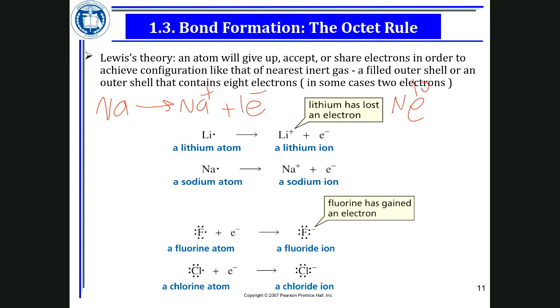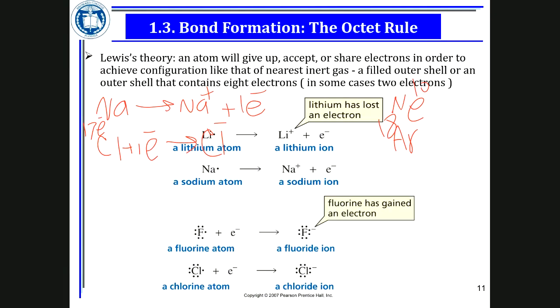Chlorine has 17 electrons. With 17 electrons, if it wants to be like neon, it must lose 7 electrons. But it wants to be like argon. Argon has 18 electrons. So for chlorine, it's much easier to gain 1 electron and be negatively charged, Cl minus. What happens if you have opposite charges? When you have opposite charges, there's a very strong attraction between them.